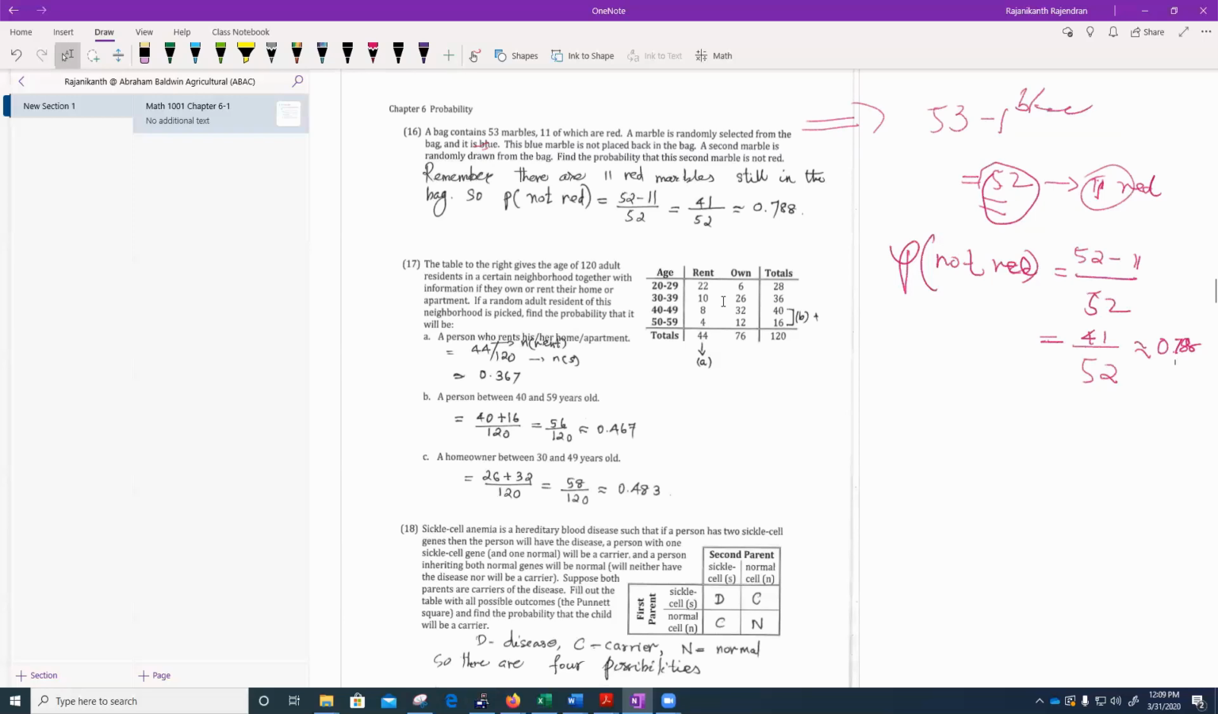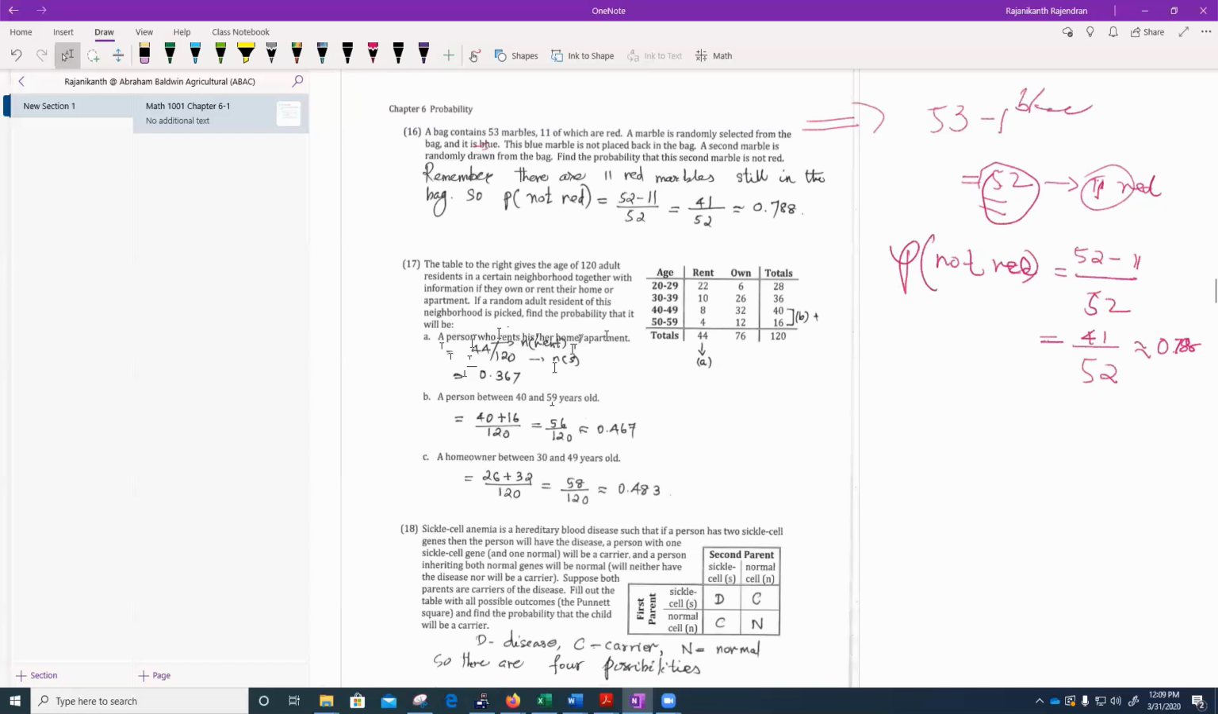The question is, you don't know who is renting or owning houses. You are just going and simply picking one person. They are telling that if a random adult resident of this neighborhood is picked, you are picking just one person randomly and asking whether he has an owned house or rented house. So the first one is, what is the probability that the person you picked has an apartment?